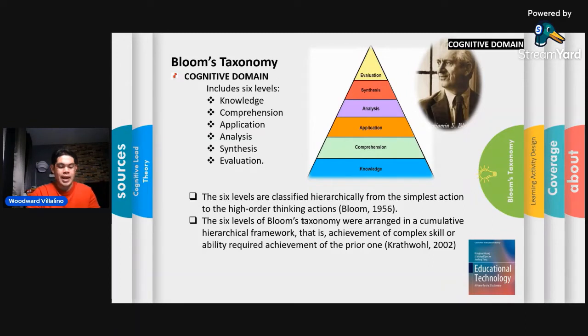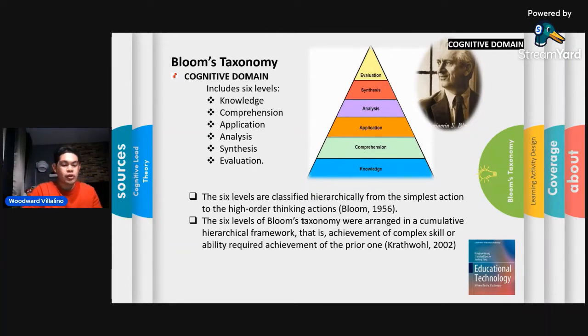Number two is comprehension. It involves the ability to interpret and demonstrate students' basic understanding of ideas. An example is comparing the identifying characteristics of a Golden Delicious apple with a Granny Smith apple. So how will you identify the characteristics of the two? That would lead to comprehension, which is basically the next action.